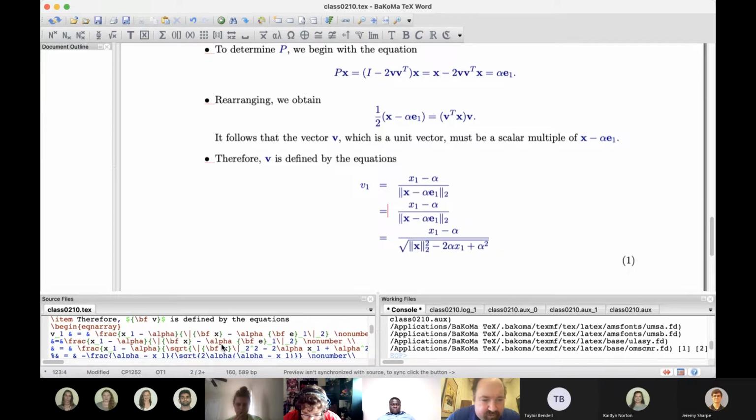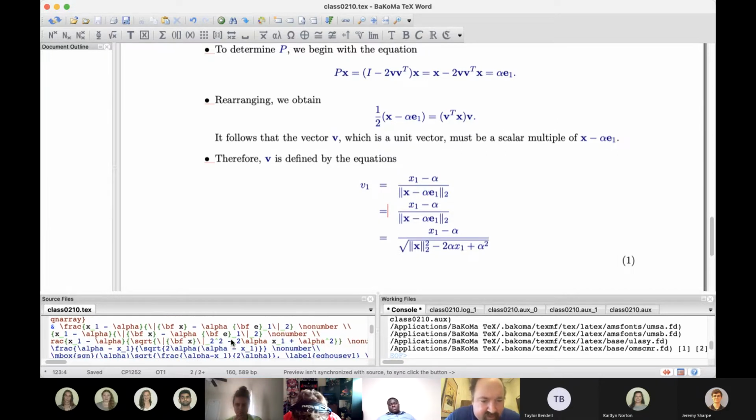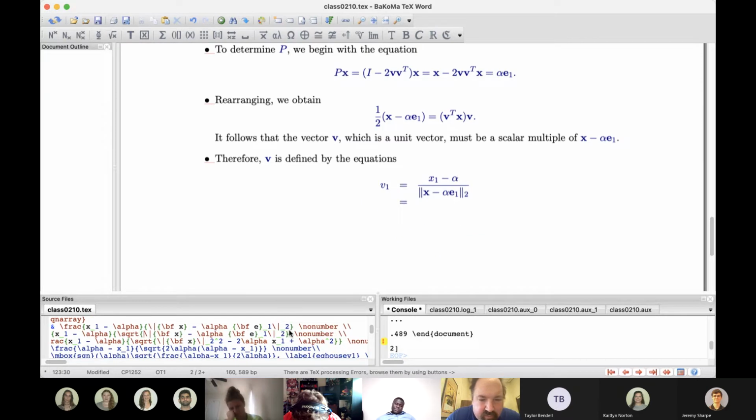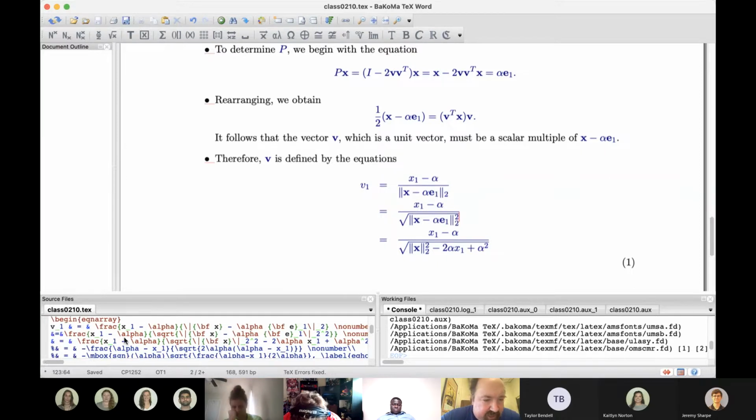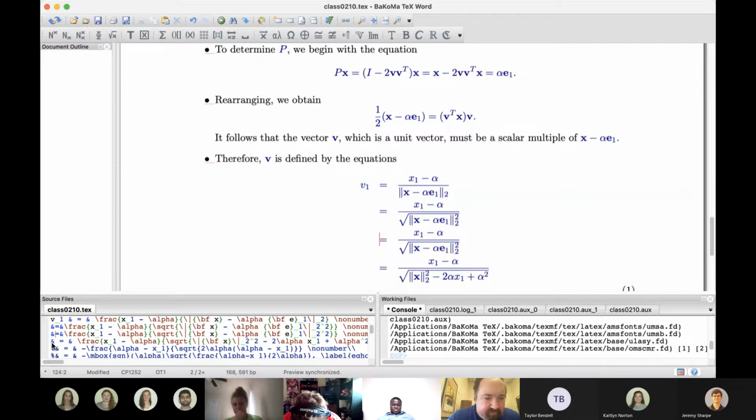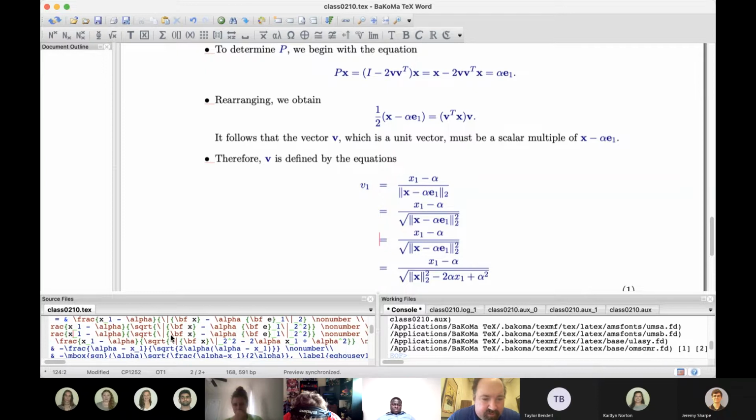All right, so if I express the denominator here as the square root of the 2 norm squared. So we have this relationship that describes the 2 norm squared of a difference, which is the same as the inner product of a vector with itself.